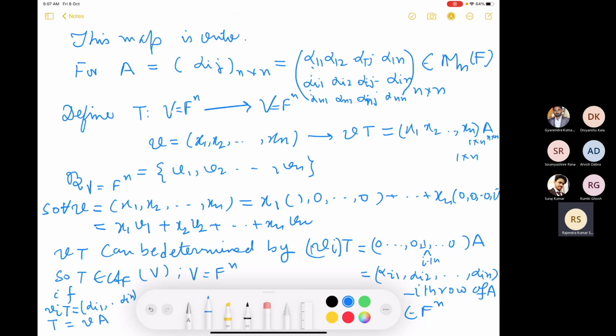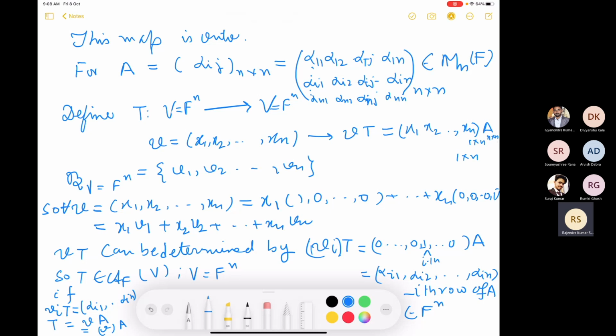Now this VA is actually a product. So you can treat this A as a linear transformation. You can write this as VA. So how are we defining V under A? As the product of two matrices, V of order 1 by n and the matrix A of order n by n. Now T is a linear transformation, so the map has become onto.